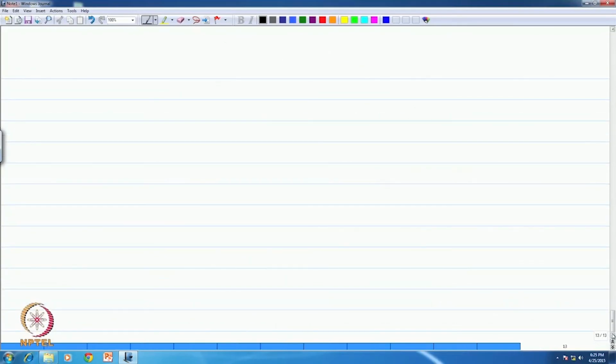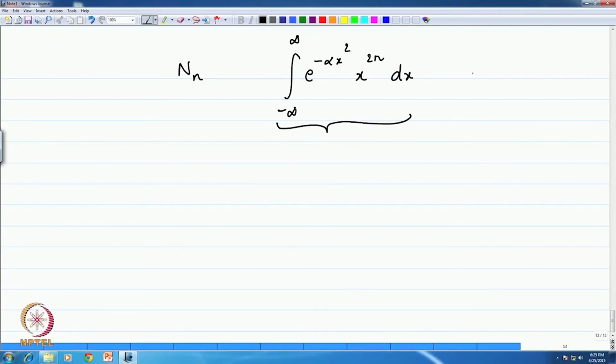In a similar fashion, one can calculate any N by having the normalization constant evaluated using these types of integrals, e to the minus alpha x squared, x raised to 2n, from minus infinity to plus infinity dx. If we know the value of this integral for all values n equal to 0, 1, 2, 3, etc., then it is possible for you to calculate the normalization constant N.